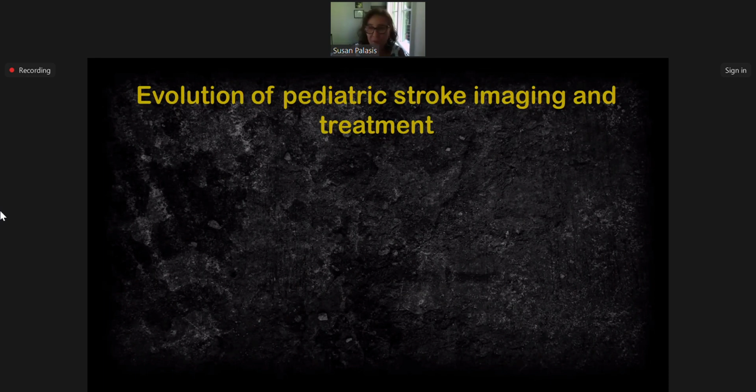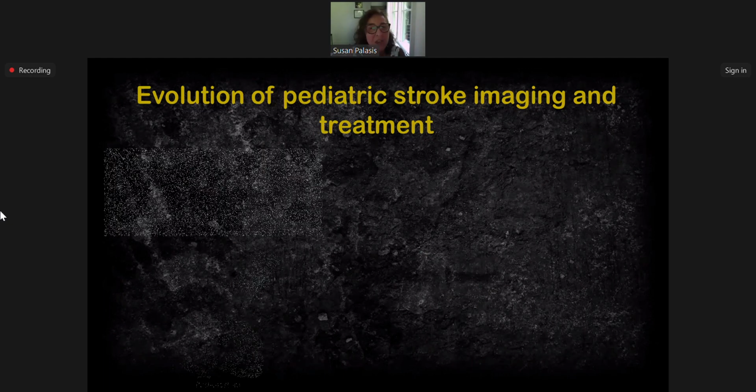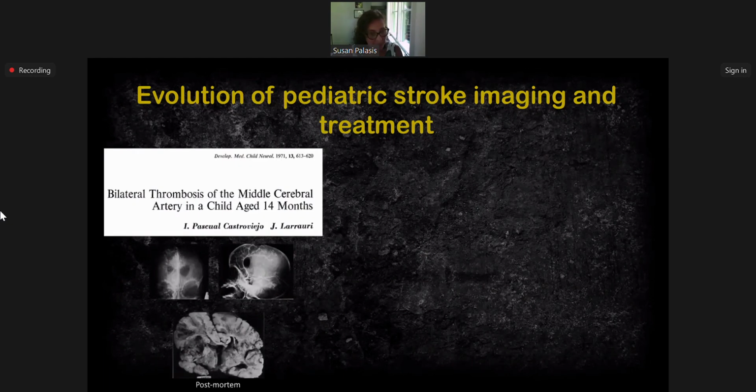So Misha and I were going to talk about pediatric stroke, and we're going to keep it informal and try to keep it fun and share some art along the way. So pediatric stroke imaging and treatment have really had a remarkable evolution over the years, and that's going to be a theme throughout this lecture.